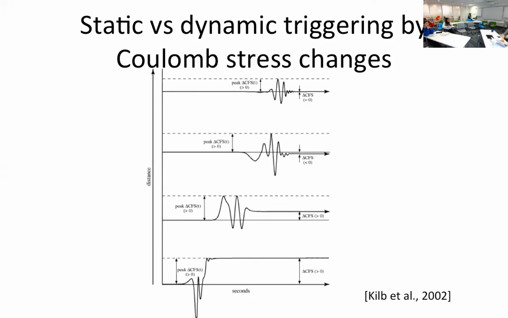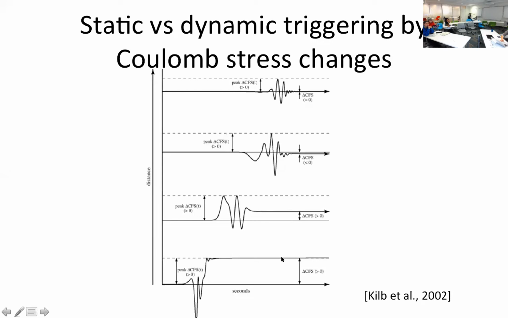Right. So let's say this is distance, and this is a synthetic Coulomb stress change, with stations moving further and further away from the source, the earthquake. And this time axis is in seconds. Before you reach your static Coulomb stress change, which is the final level of Coulomb stress change, it's this amplitude here, and a smaller amplitude here, versus a small negative amplitude here, versus almost zero when you move further away. So static stress change decays very fast with distance.